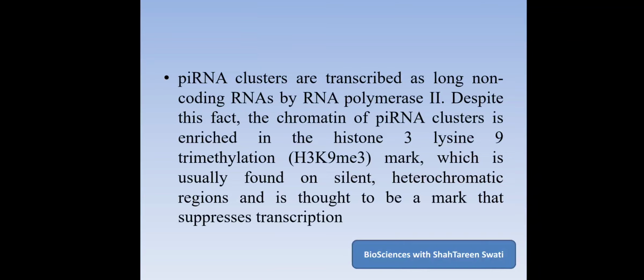Despite this fact, the chromatin of the piRNA cluster is enriched in histone 3 lysine 9 trimethylation, abbreviated as H3K9Me3. This is usually found on silent, heterochromatic regions, and is thought to be a mark that suppresses transcription, a mark responsible for the suppression of transcription. But here it helps in the silencing, and how it does that, I will show you.